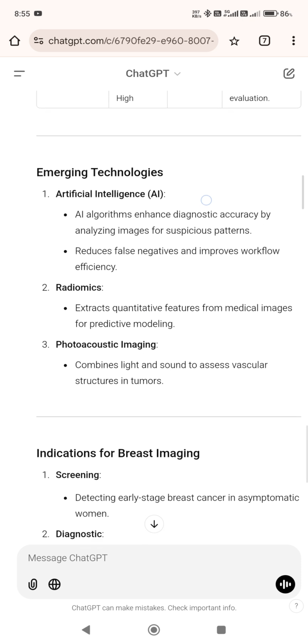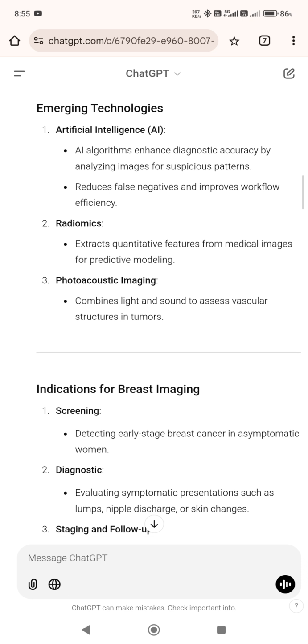Emerging technologies. 1. Artificial intelligence, AI. AI algorithms enhance diagnostic accuracy by analyzing images for suspicious patterns, reduce false negatives, and improve workflow efficiency. 2. Radiomics extracts quantitative features from medical images for predictive modeling. 3. Photoacoustic imaging combines light and sound to assess vascular structures in tumors.